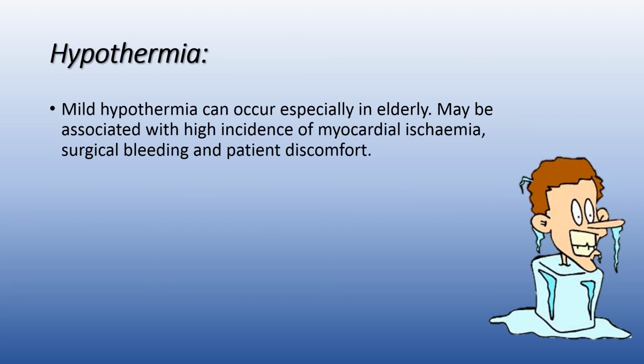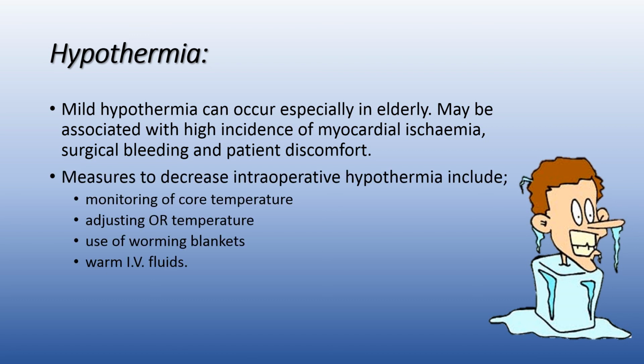Hypothermia. Mild hypothermia can occur, especially in the elderly, and may be associated with a high incidence of myocardial ischemia, surgical bleeding, and patient discomfort. Measures to decrease intraoperative hypothermia include monitoring the core temperature, adjusting the OR temperature, using a warm blanket, and warming the IV fluids.